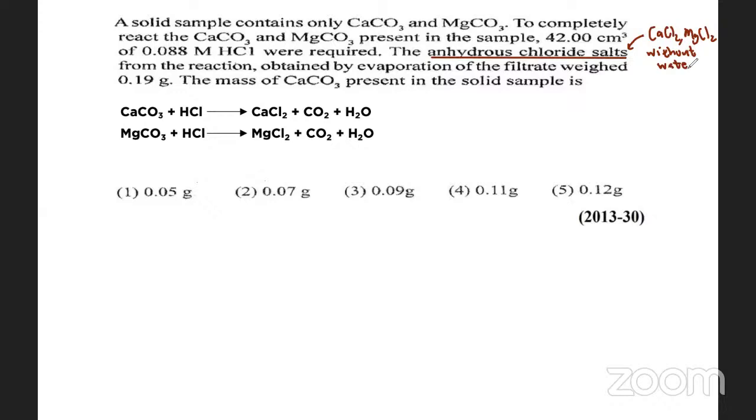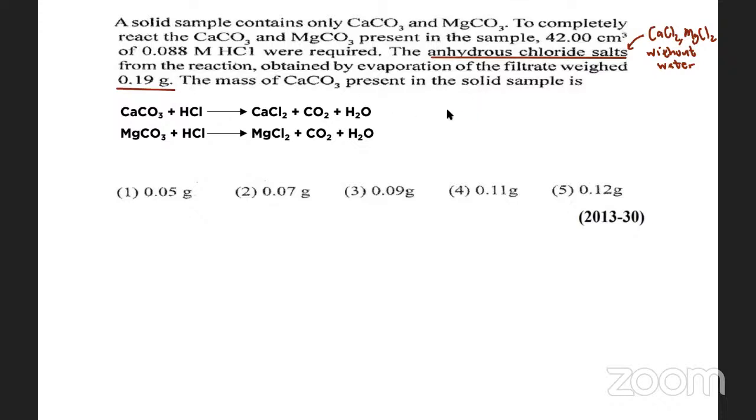If you measure the mass, sometimes they will contain water. So what they do is they take it out, they dry it in the oven, and then they measure the mass. The residue obtained by evaporation of the filtrate weighs 0.19 grams when the masses of the anhydrous chlorides were found. The mass of calcium carbonate present in the solid sample is.